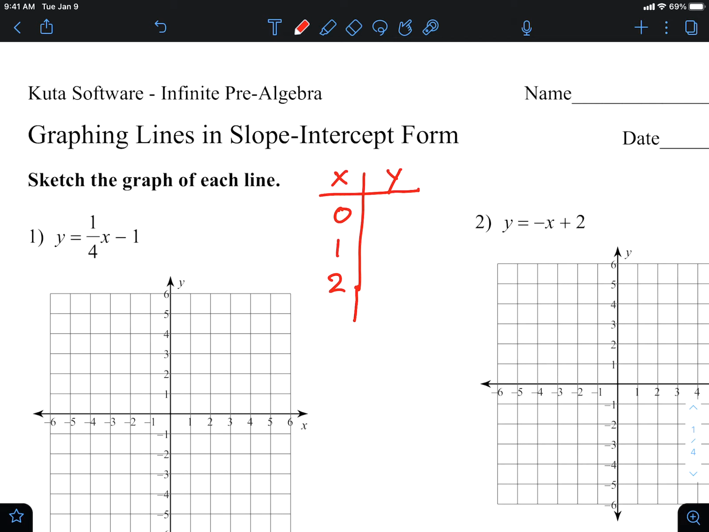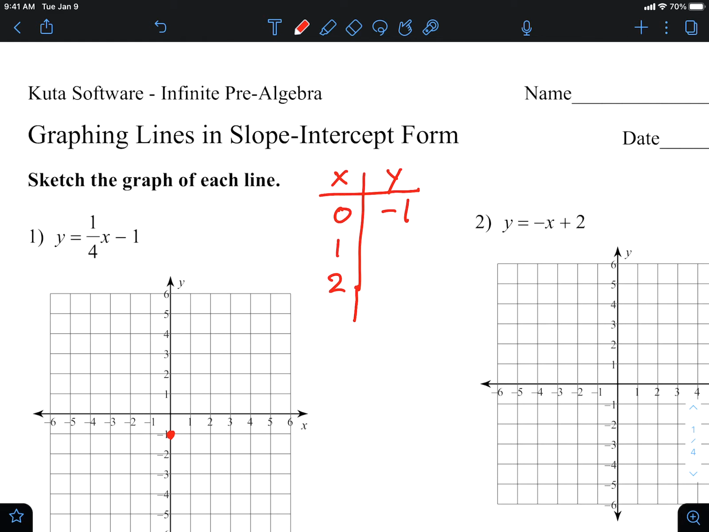So then we say, okay, if X is 0, what's Y? Well, if we look at our equation, 1 over 4x minus 1, 1 over 4 times 0 is 0. So y is just going to be minus 1. That gives us 1 point on our graph. If x is 0, y is equal to minus 1. So we'll do that point right there.